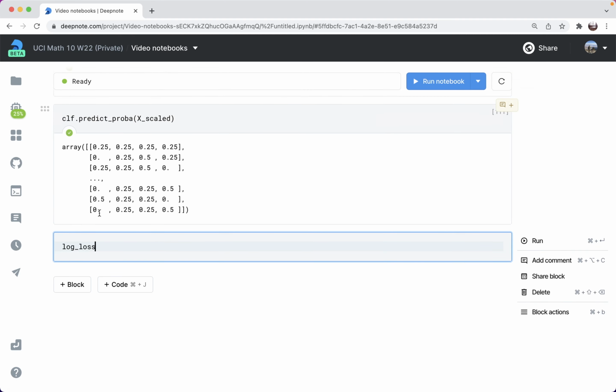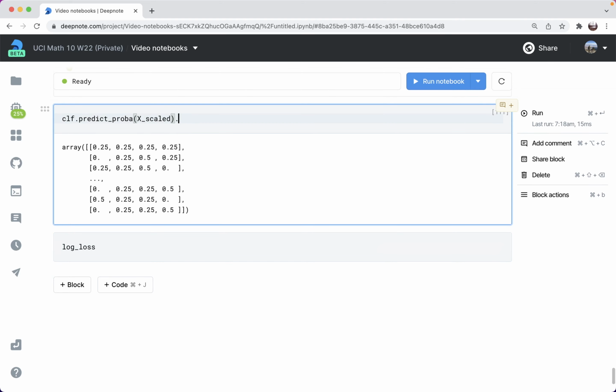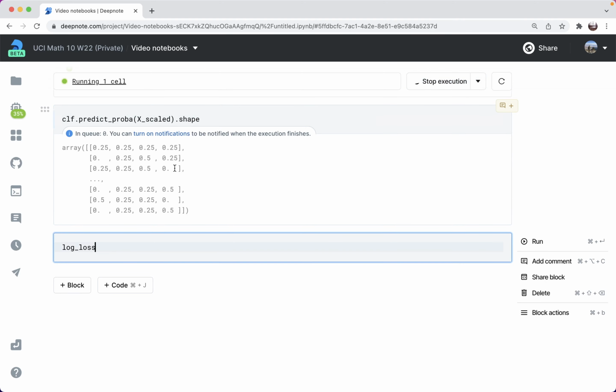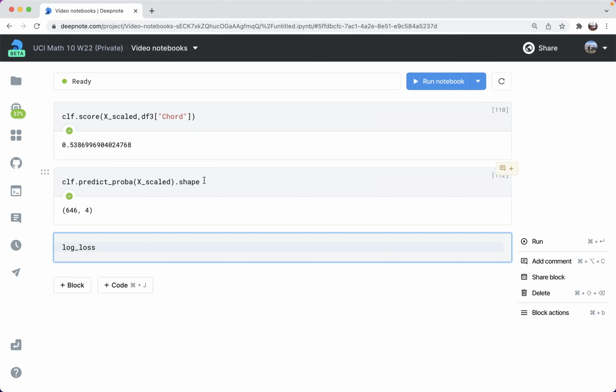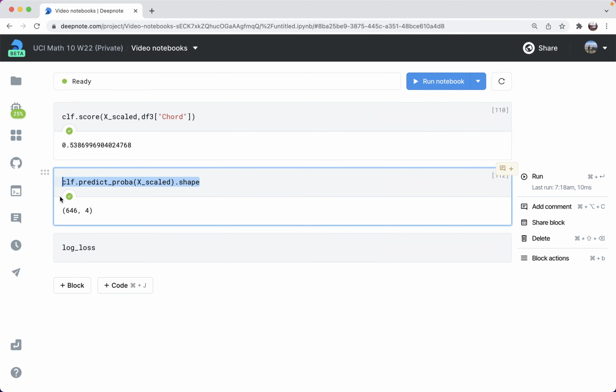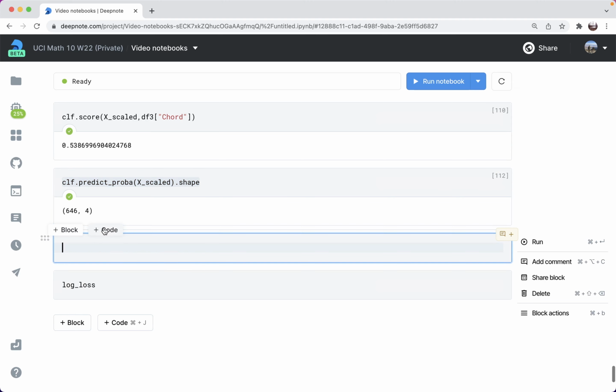this is a big number of rows, so what's the shape of this? It's going to be that usual 646 number that we've been seeing in the previous videos. It's going to be 646 by 4. And where does the 4 come from? Well, the 4 corresponds to how many possible classes there are.